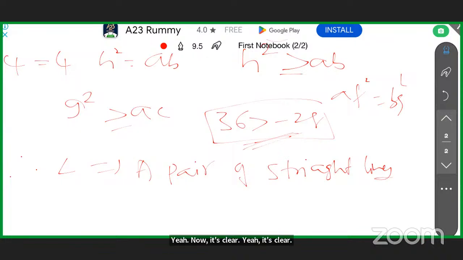Now shall I give you one equation? Will you find out the locus of the equation? Yes, sir, we'll do it. Okay, now I'll give you the equation, please.